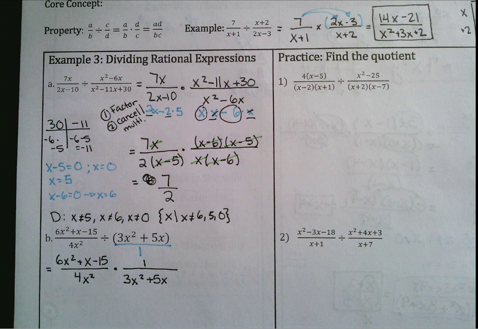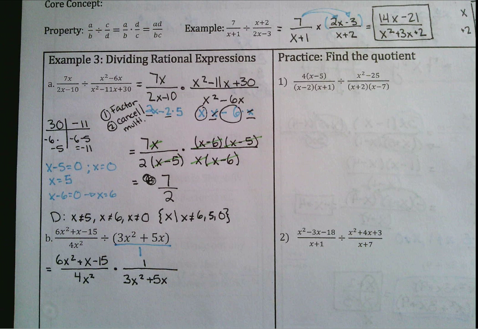Now, to factor out that top function, you can use either your box method or a t-chart. We want something that multiplies to 30 but adds to negative 11. Well, negative 6 times negative 5 gives me the negative 11 that I need. So my factors here are x minus 6 times x minus 5.